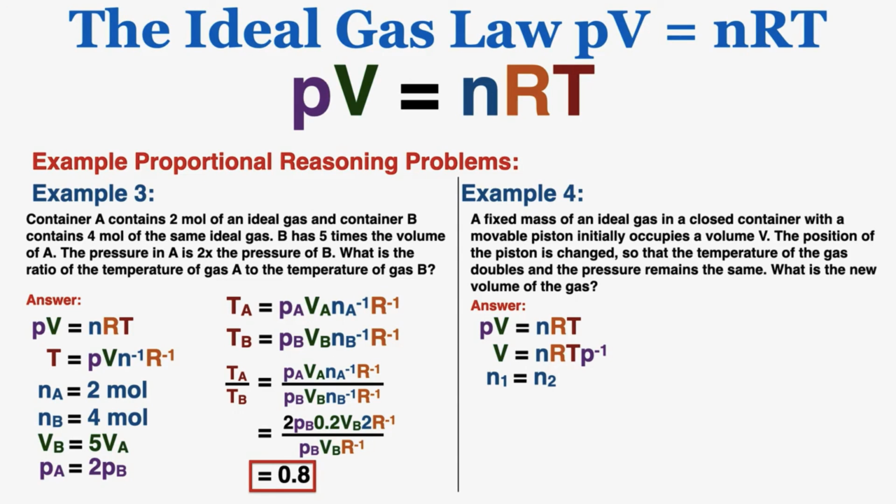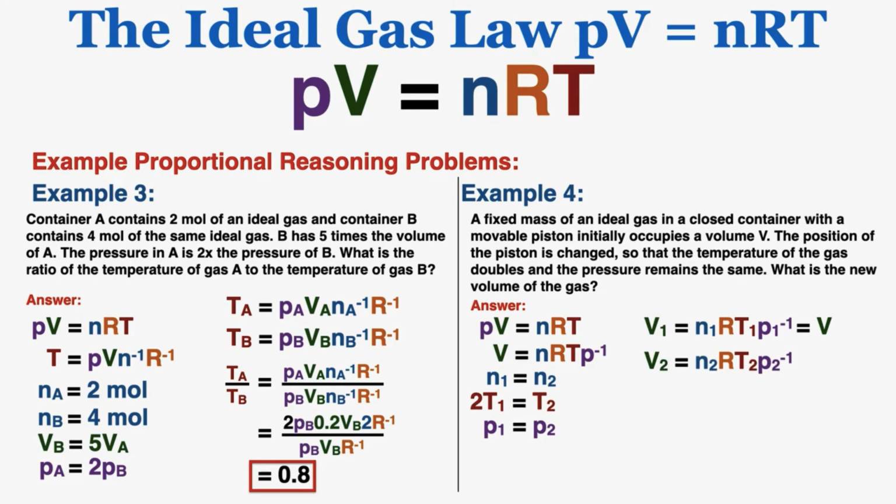The amount of gas is the same, so the moles are the same. The new temperature 2 is double temperature 1. The pressures are the same. So now I can compare V1 and V2. And the problem just refers to this original volume as V. This is V2. And I can rewrite the V2 variables in terms of the V1 variables.